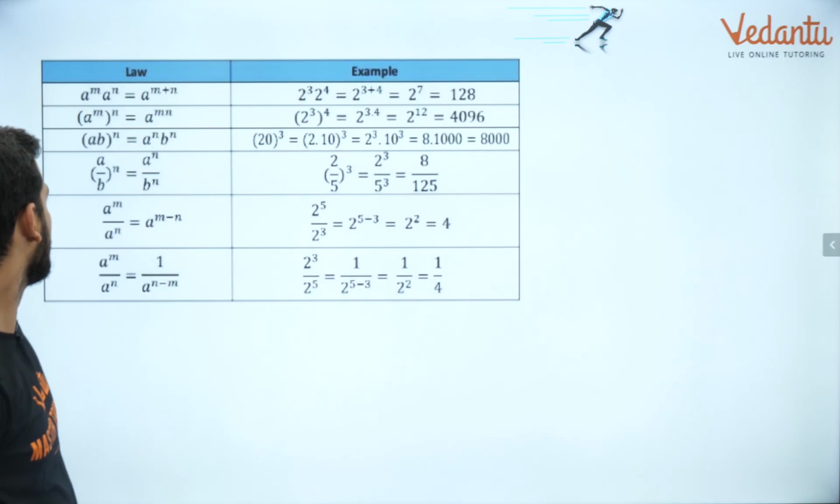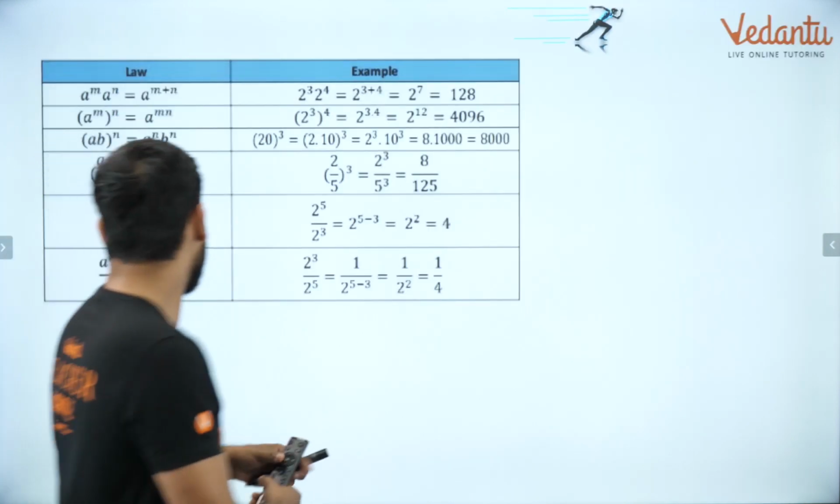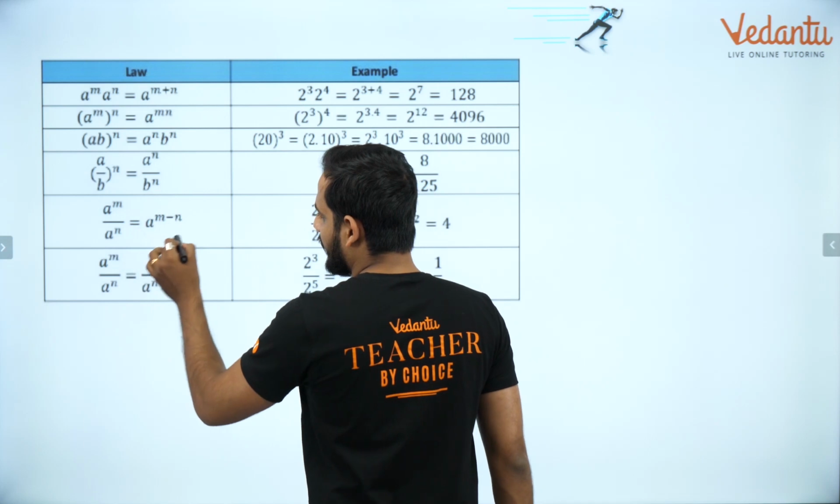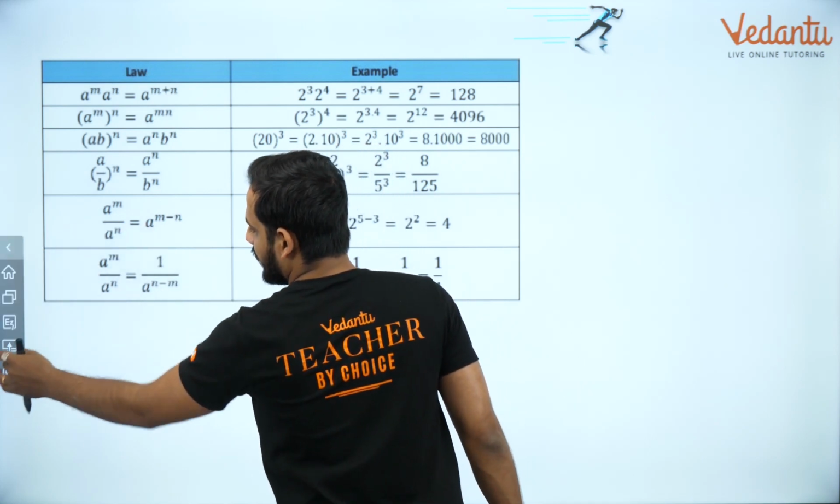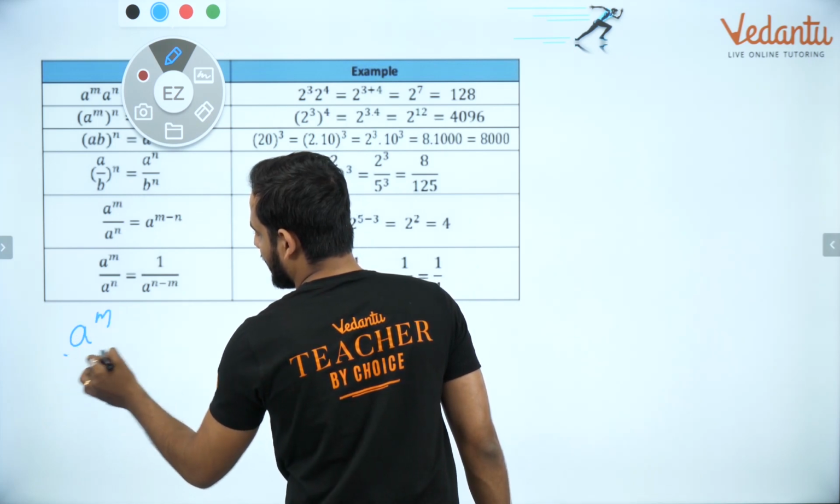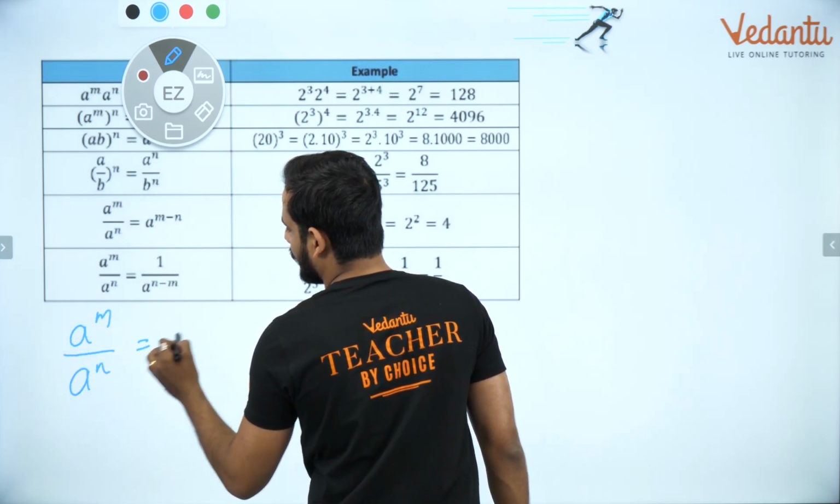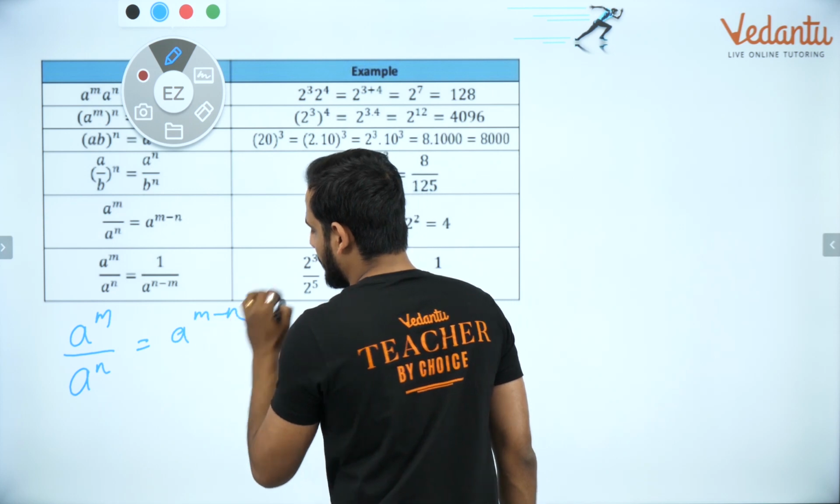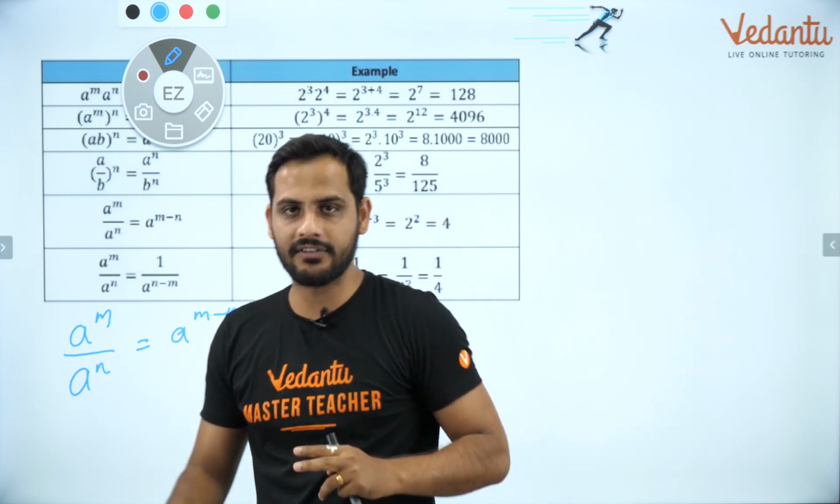Now, here I have to discuss this thing. What is this? A raised to the power m minus n. You are telling me that a raised to the power m upon a raised to the power n is what? A raised to the power m minus n. And I have told you the reciprocal will give us the negative power.